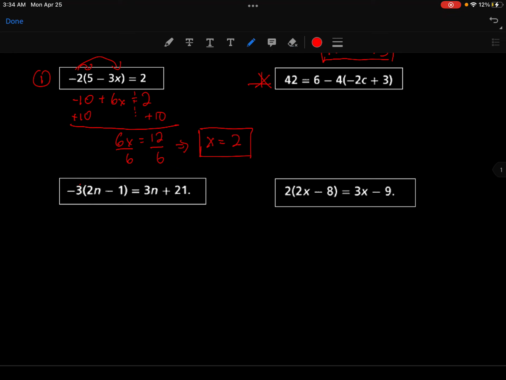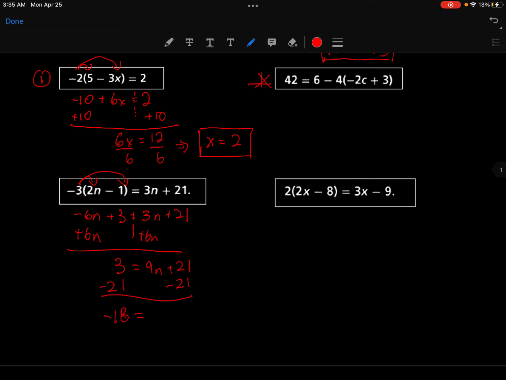So step number 1, distributive property. We're left with negative 6n plus 3 is equal to 3m plus 21. I want to get m by itself. Well, I'm going to add 6n to both sides of the equal sign. We're left with 3 is equal to 9m plus 21. Subtract 21 from both sides, and you're left with negative 18 is equal to 9n, which leaves us with n is equal to negative 2.